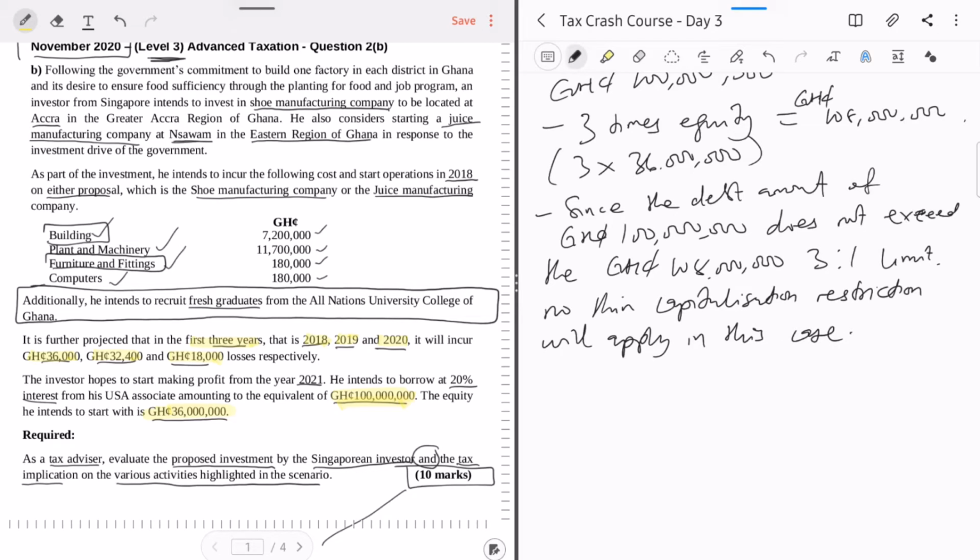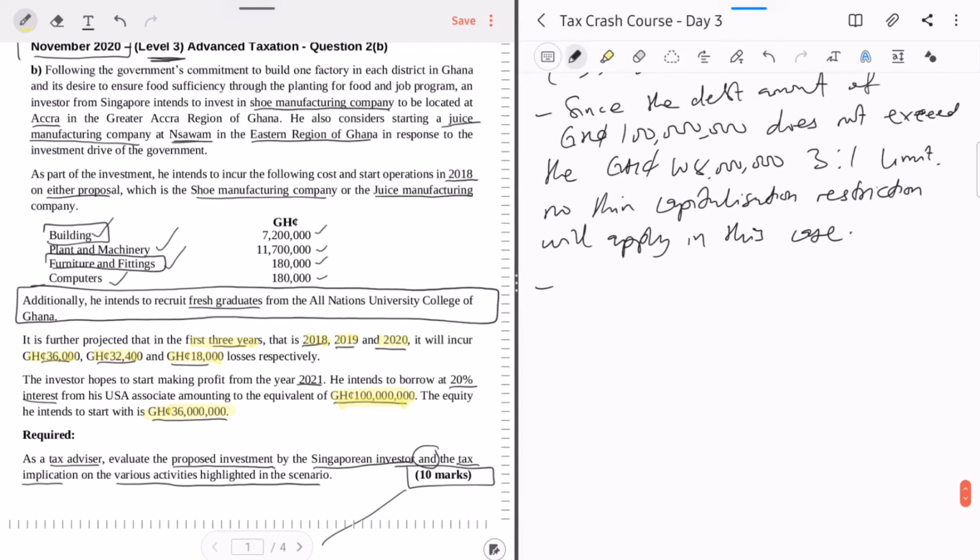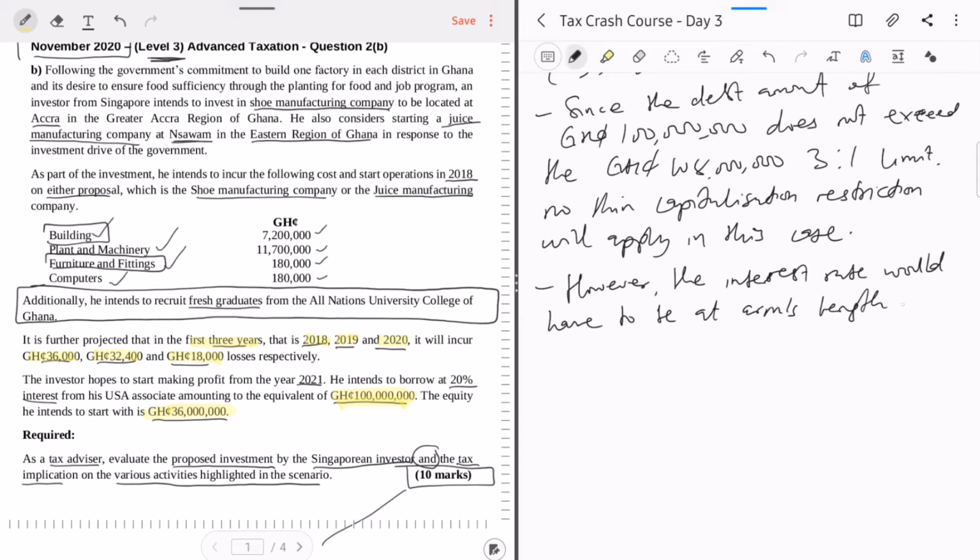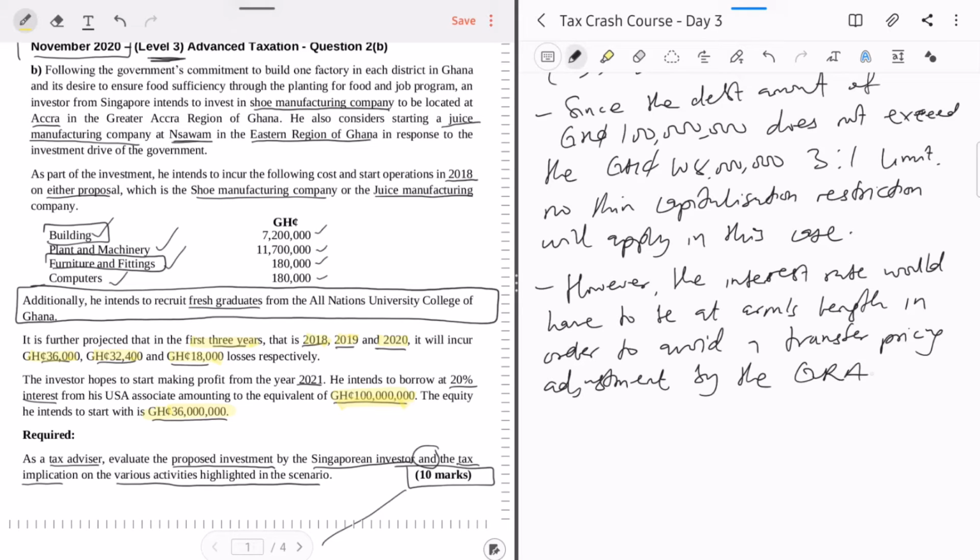Then if you want to score prize winner marks, you can just add this point: however, the interest rate would have to be at arm's length in order to avoid a transfer pricing adjustment by the Ghana Revenue Authority.